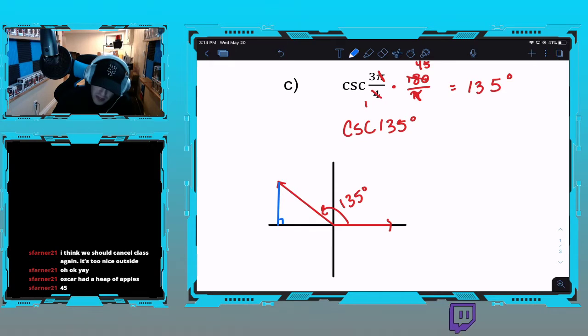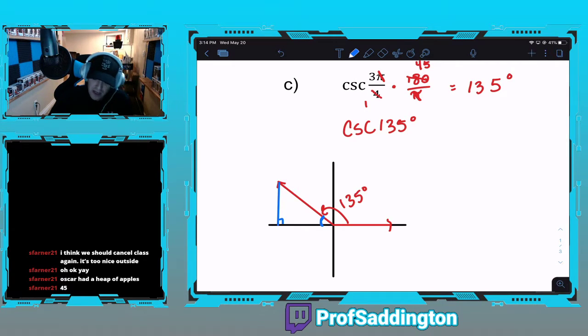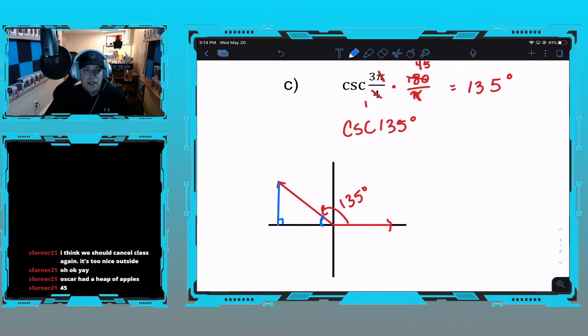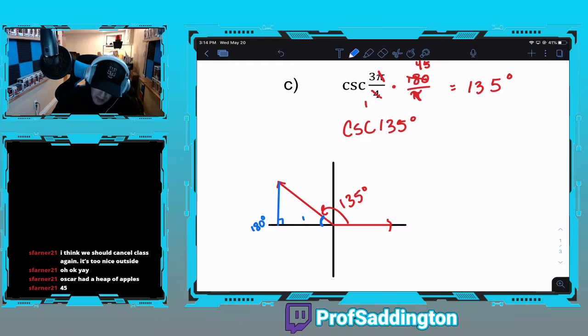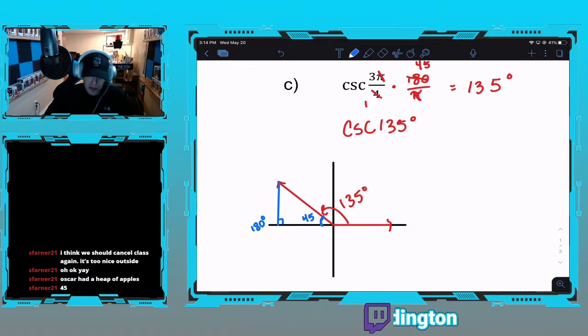But I need to know this angle on the inside. So in order to find the angle on the inside, we got to remember we connected to the x-axis. And on the other side, on the x-axis, this is 180 degrees. So in order to find the angle on the inside, we have to subtract them. And 180 minus 135 is going to give us 45 degrees. So that's 45.